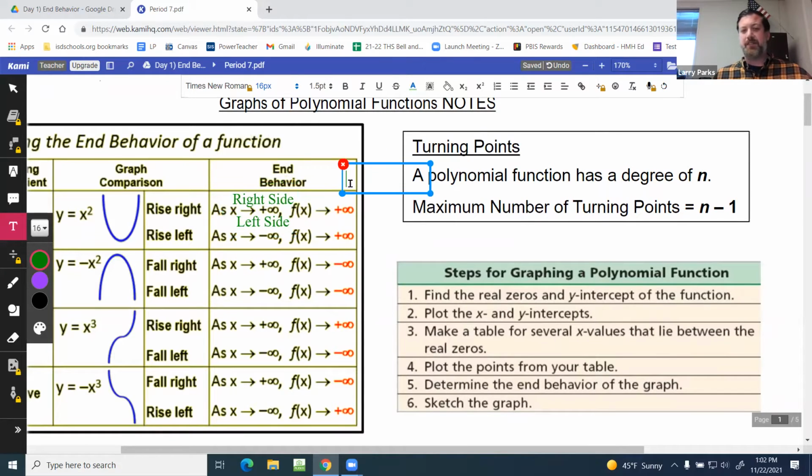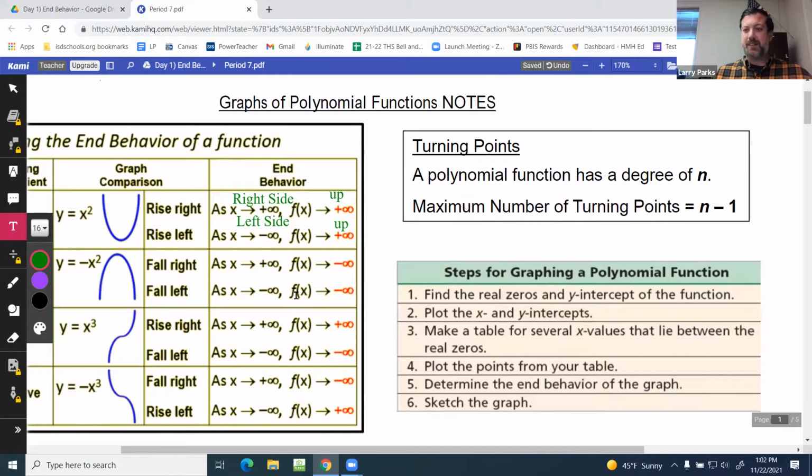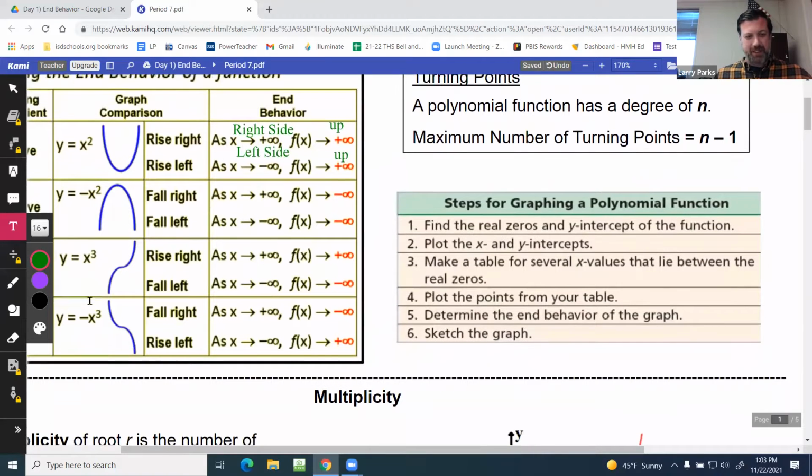And then positive infinity, that's the way of saying it goes up. Which it does. On the right side, it goes up. But on the left side, it also goes up. Whereas here, on the right, it goes down. On the left, it goes down. See, right it goes down, left it goes down.